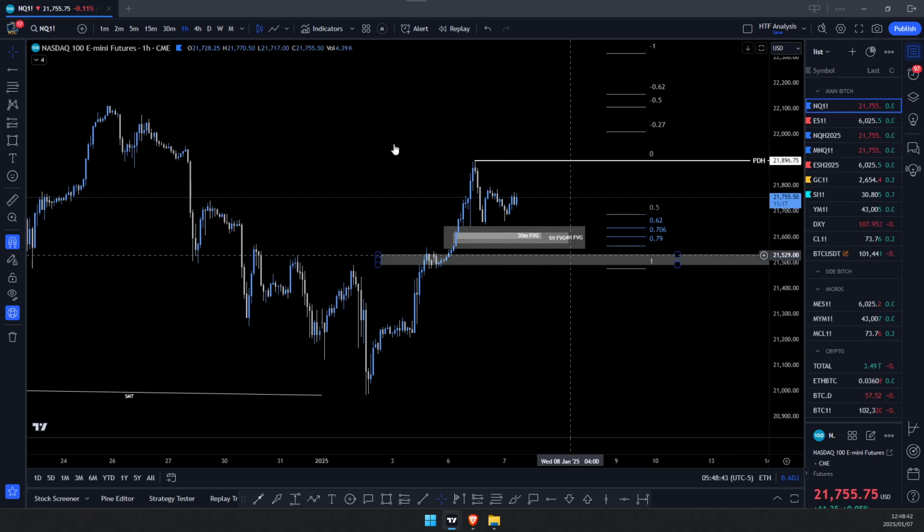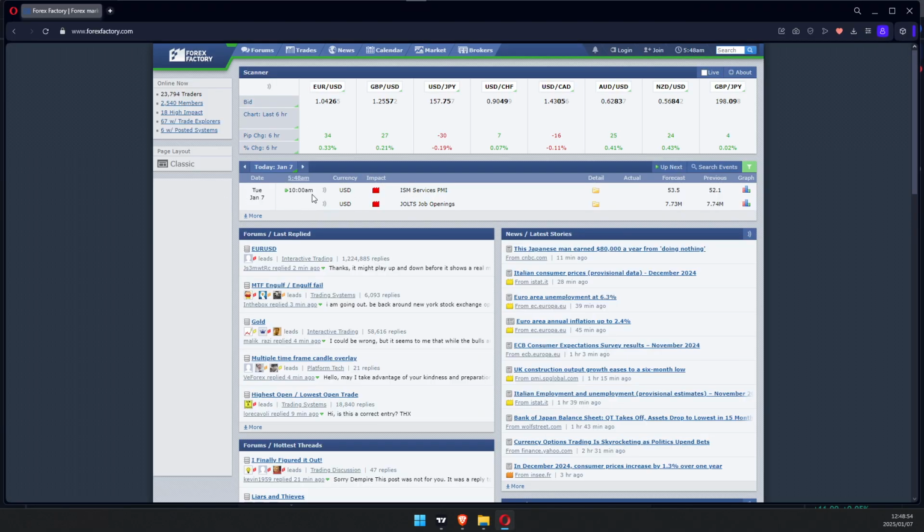We also have, let me quickly grab that. So we have news at 10 a.m. New York Eastern Standard Time. So just watch out for that. So normally when we have the 10 a.m. news, I like to look for the breaker block to form at around 11 o'clock. So normally the high probability play is the 10 a.m. play, but because we have news at 10 a.m., it's likely that we should see a potential breaker block forming at around 11 o'clock.